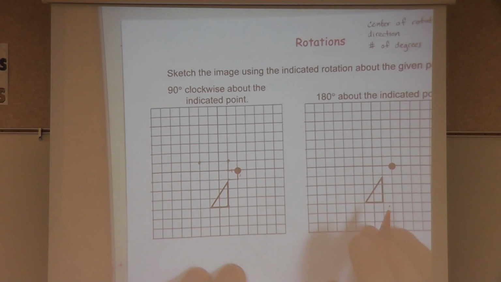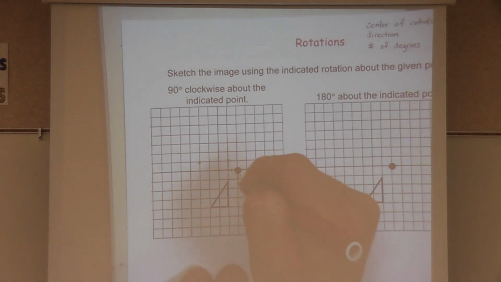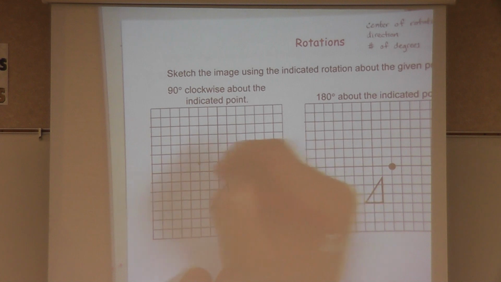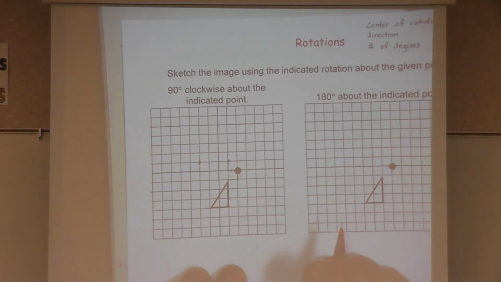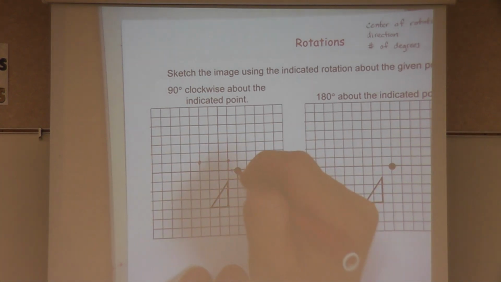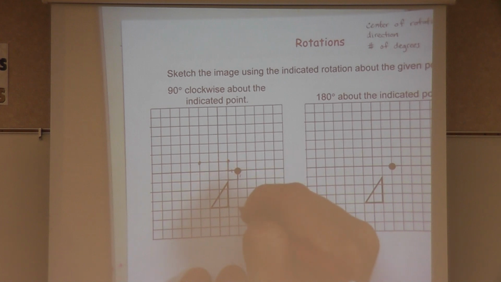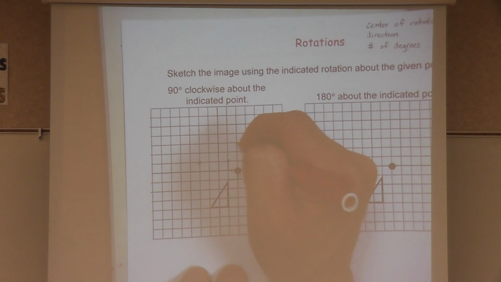Now again, what I was saying about the horizontal becoming the vertical change in a 90 degree rotation. If currently this is down 4, it means we'll go over 4. If it's over 1, it means we go up 1. So that becomes that next point. Now I can use that same idea here. If it's down 4 and over 1, 2, 3, I'll go up 3 and over 4.